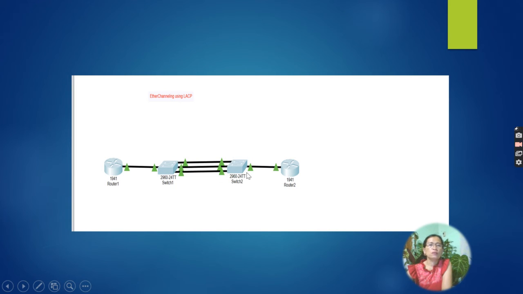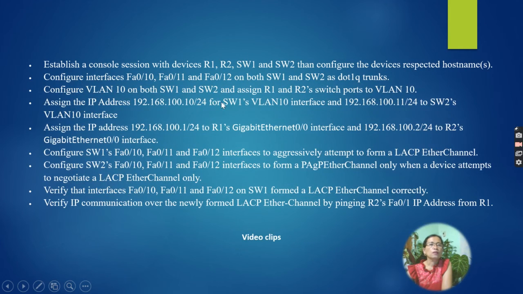So this is the result of the activity plus previous topics. Let's see. This is the established connection with the router and the switches. This is the configuration and the interfaces we used. So let's watch the video clips.